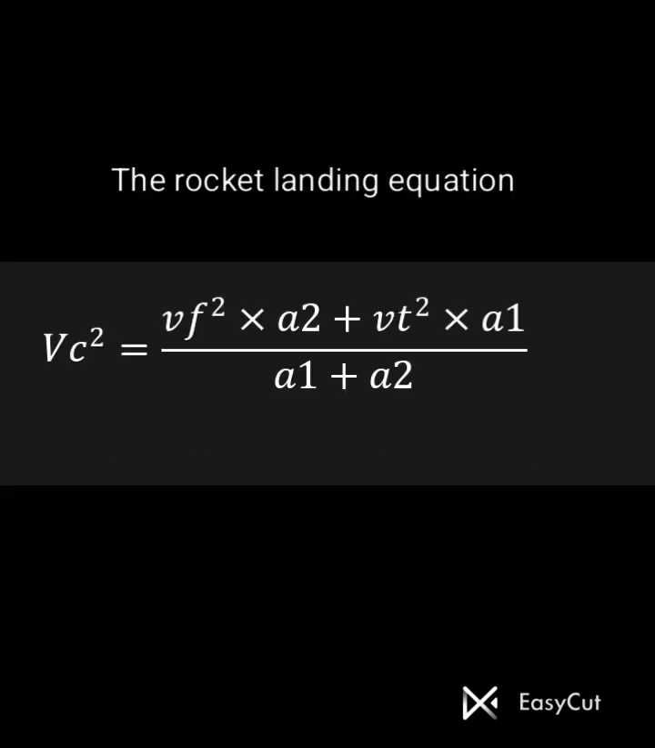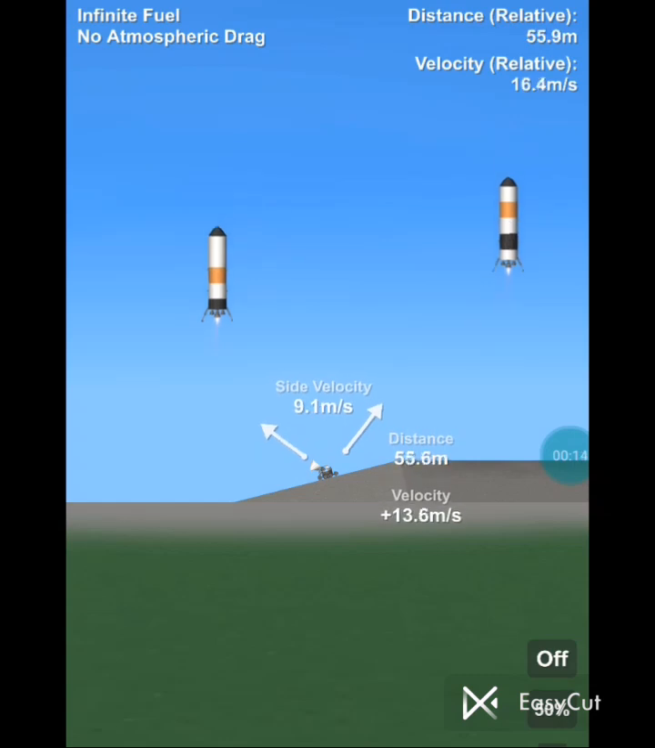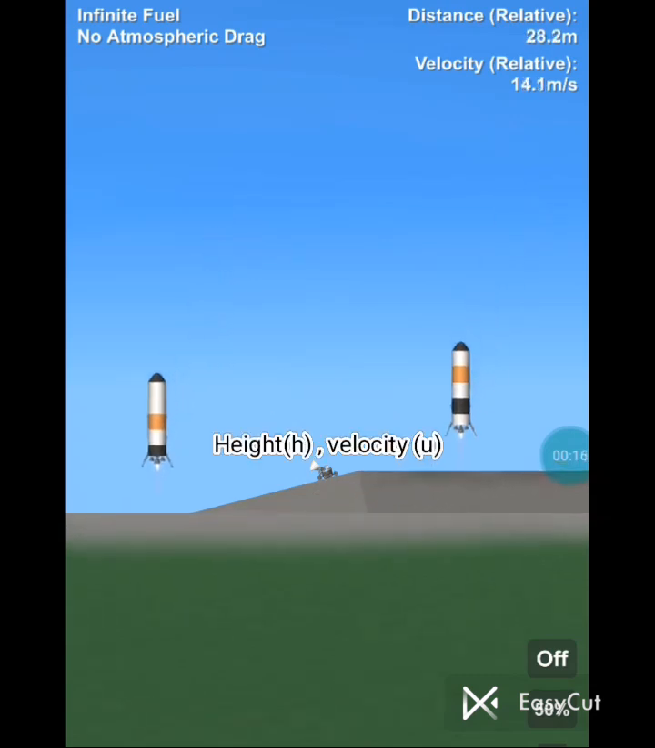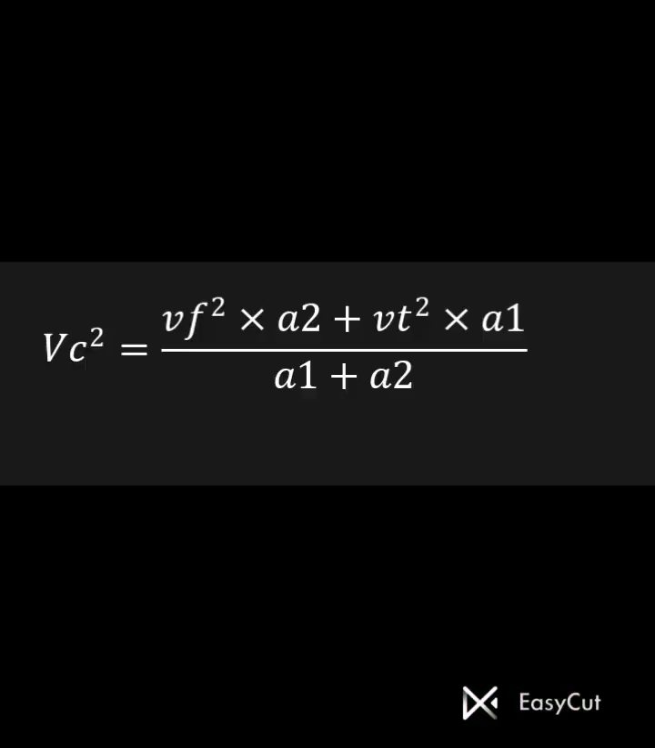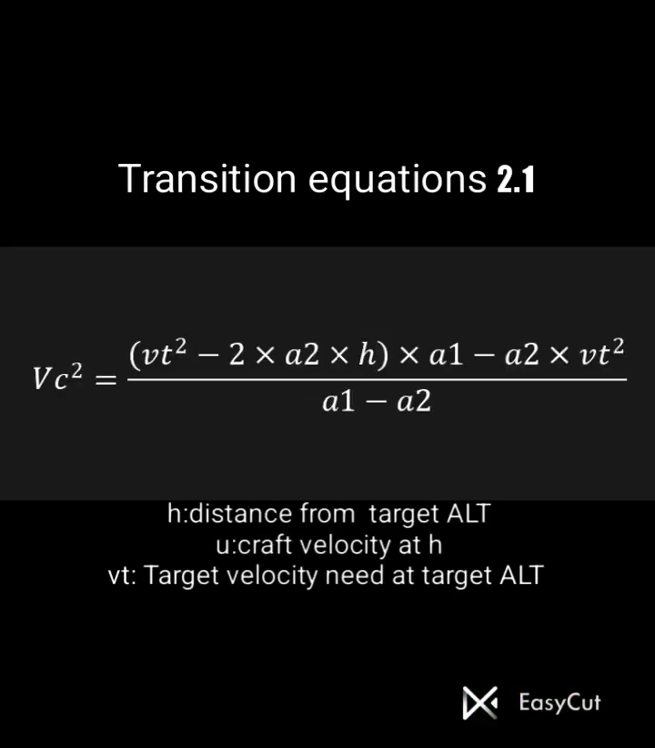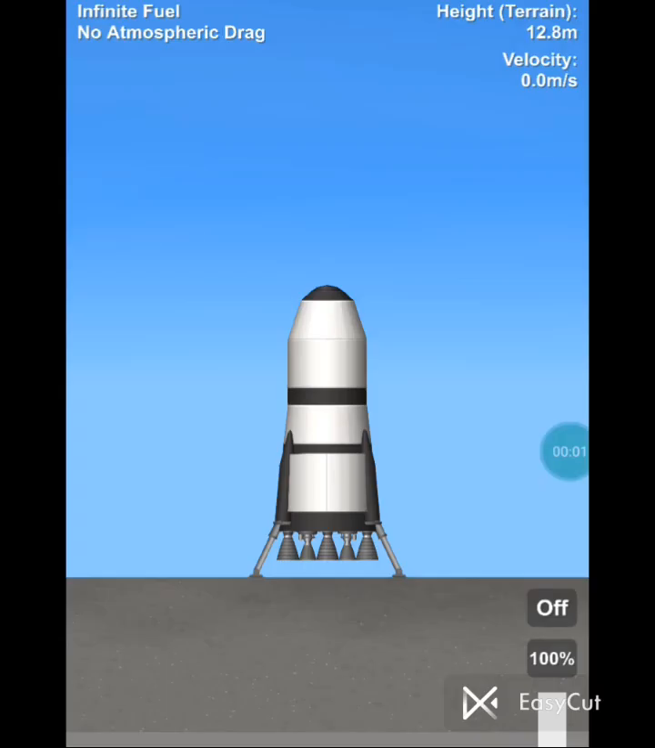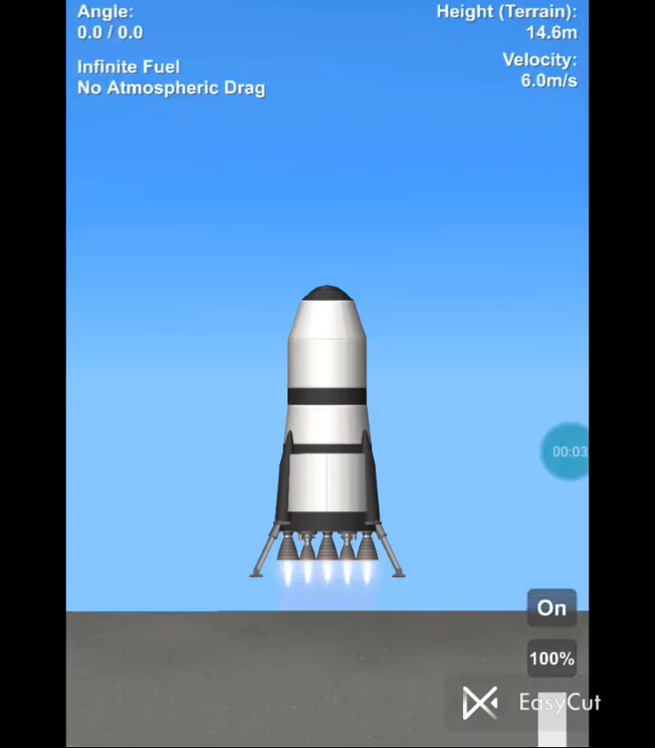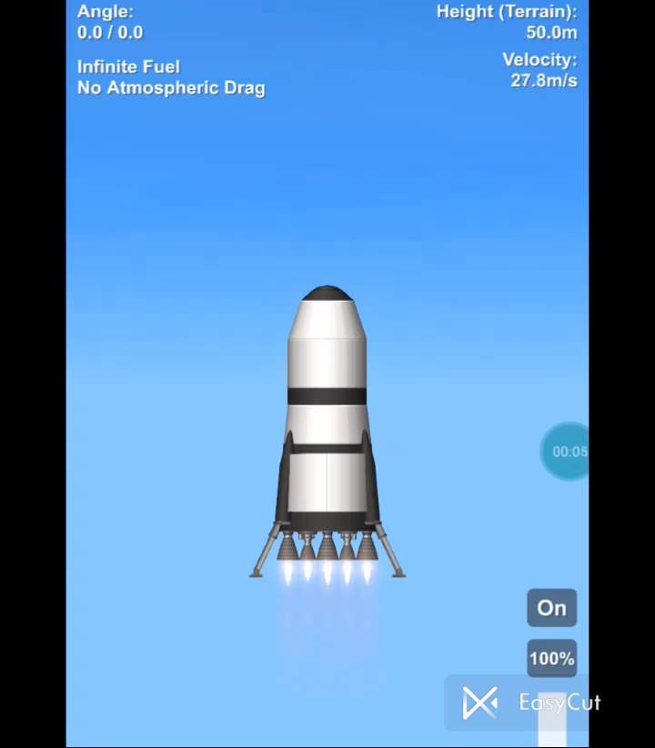This equation is applicable for situations like rocket landing, and to calculate the cutoff velocity to reach a specific height. For rocket landing and to reach a specific height, Vt is 0. The value of hu at an instant on its journey is inserted to obtain the transition velocity for the target velocity. This equation is applicable for an accelerating craft to cut off to a low acceleration to attain the target velocity at a position.